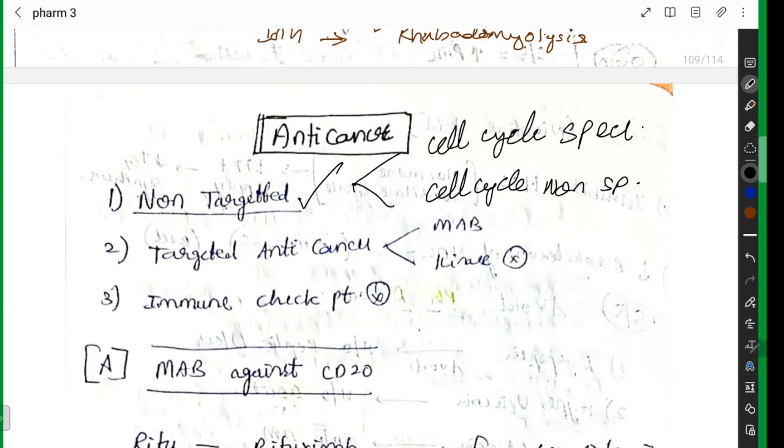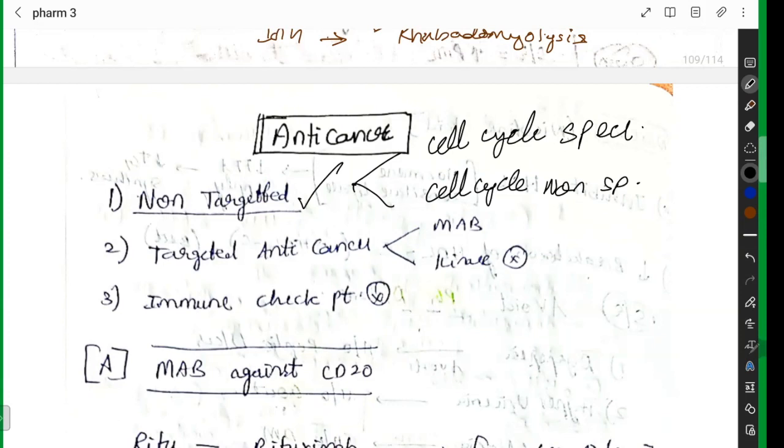Number 1, purine analogs. We had 6-mercaptopurine, azathioprine, and then thioguanine. What are the 2 other drugs? Fludarabine and cladribine. Okay, then we have pyrimidine antagonists: 5-fluorouracil, then cytarabine. Then we have the third group, dihydrofolate reductase inhibitors: methotrexate, and we have also seen the next one, pemetrexed. So with this, we are completing the first part of anti-cancer drugs.